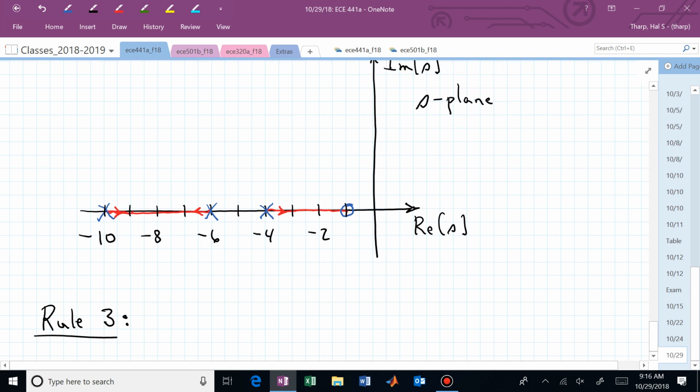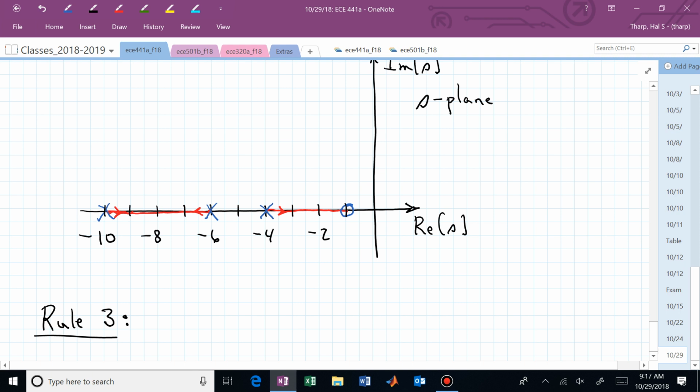How many root locus branches do we have? How many lines do you see on the page? 2. Is that how many branches we have? No, we have 3 branches. I've indicated branches by arrowheads, essentially.